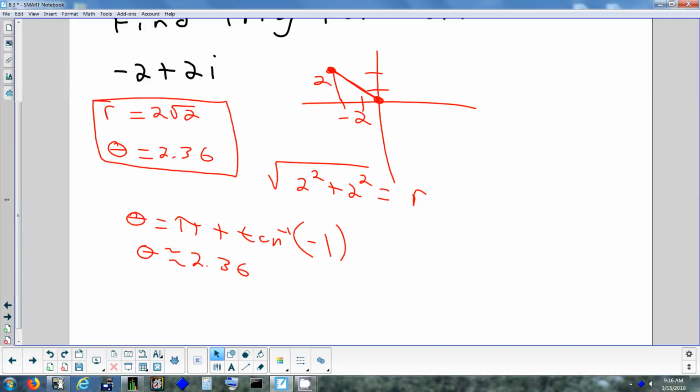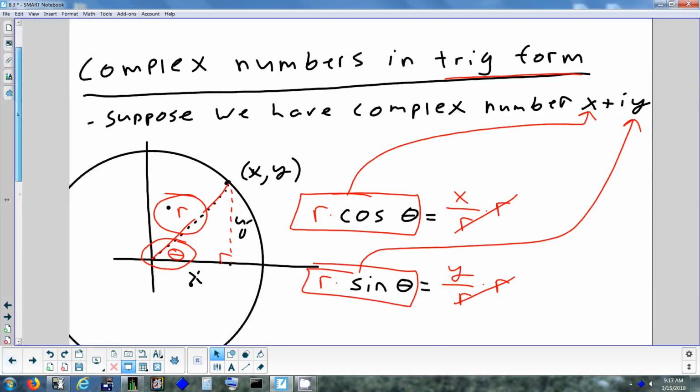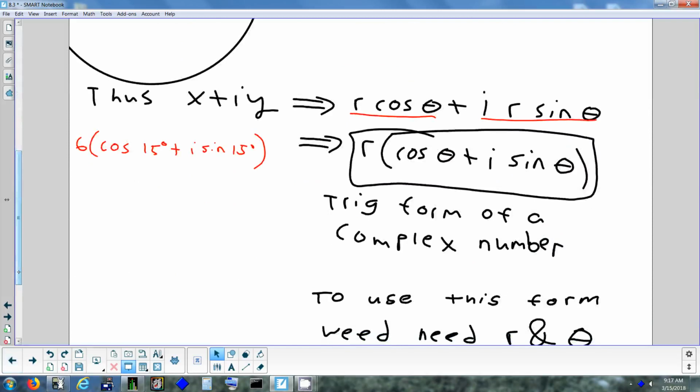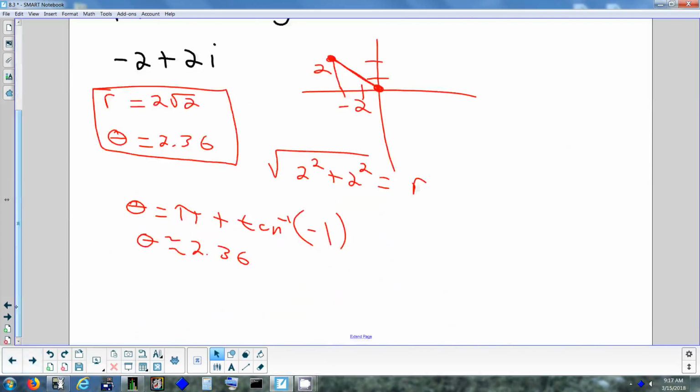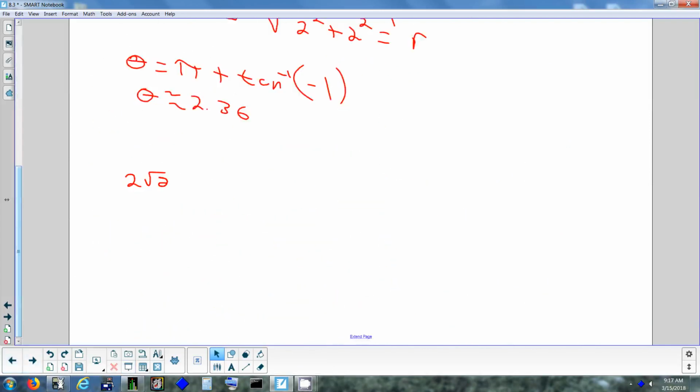Okay, now we have to write the final answer in this form. Exactly what's in that box. Just fill in 2.36 and 2 root 2 and then stop. Okay, let's write it out. So R, parentheses, because it's distributed, cosine theta, plus I sine theta.